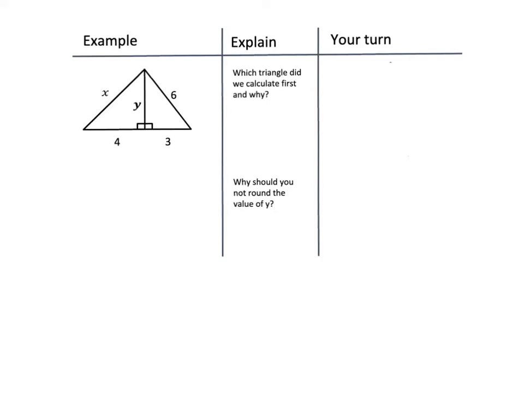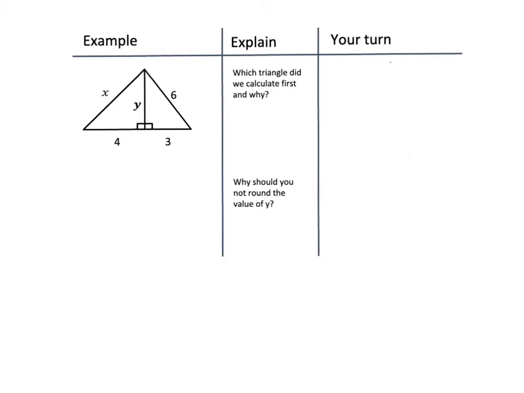In these examples, we've got two right-angled triangles. In each of those right-angled triangles, we can apply Pythagoras' theorem, but only if we know 2 out of the 3 sides. In this first example on the left-hand side, we've been asked to find the value of x.